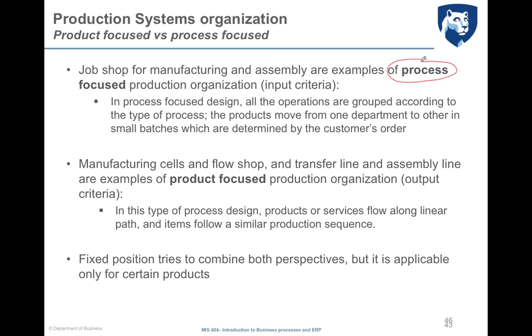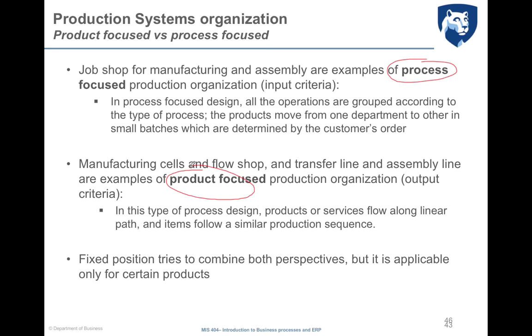As we see, with input criteria, we group machineries or activities executed according to their nature, so they are process driven, which is totally different from the product-focused organization, which uses output criteria to group production resources, machineries and human workforce. And in this type of process design, products and services flow along a linear path in a shared space, and they follow a similar production sequence.